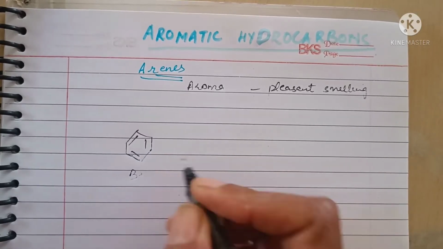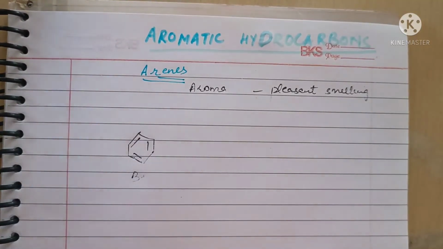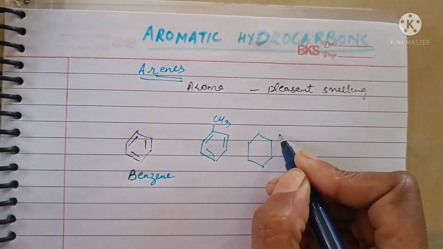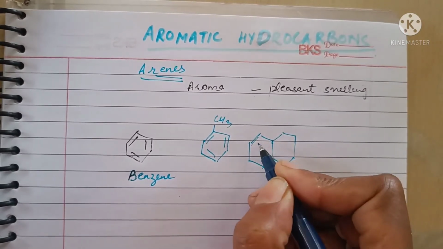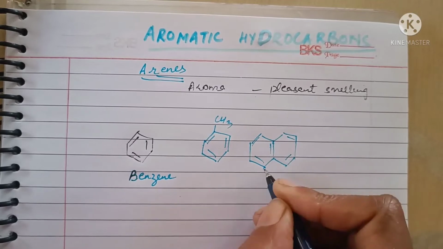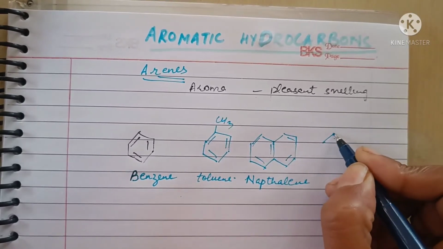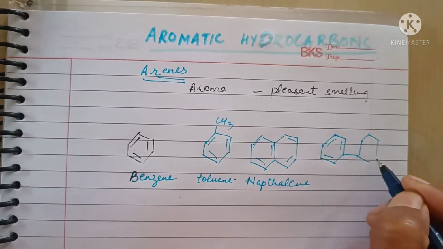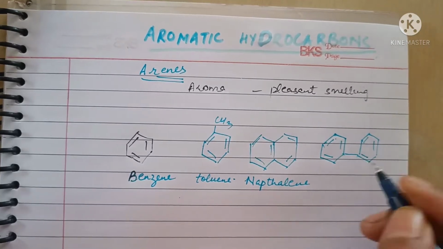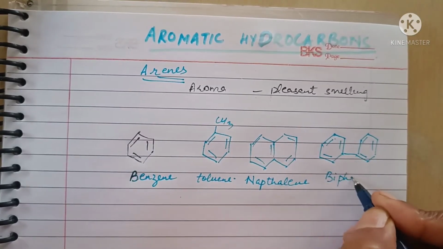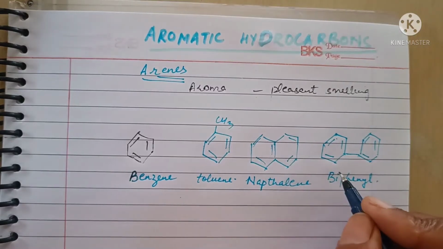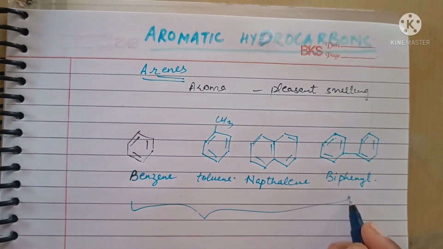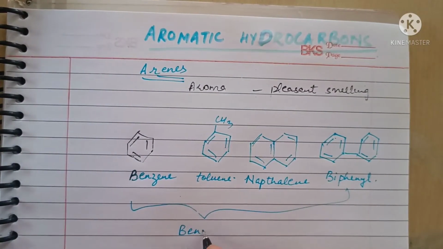For example, C6H6 is benzene, toluene. Two benzene rings fused together are called naphthalene. This compound is called biphenyl. Such aromatic compounds which contain a benzene ring are called benzenoids.